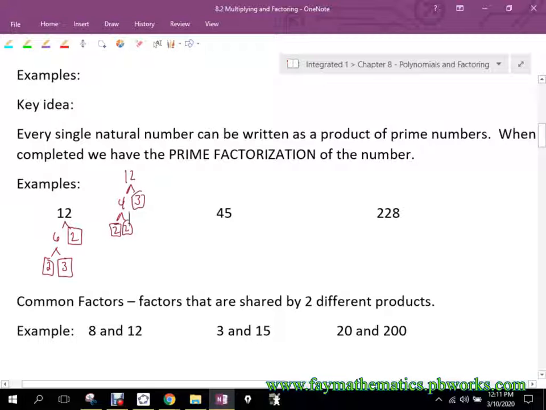So no matter how you do it, eventually if you stop at prime numbers, you're going to find out that 12 is 2 times 2 times 3. Those are what we call the prime factors of 12. Because we're using numbers to multiply to get 12 that are not 12 and a 1, that is not a prime number. Does that make sense? 12 is not a prime number. And if it's not prime, does anybody know what it's called?